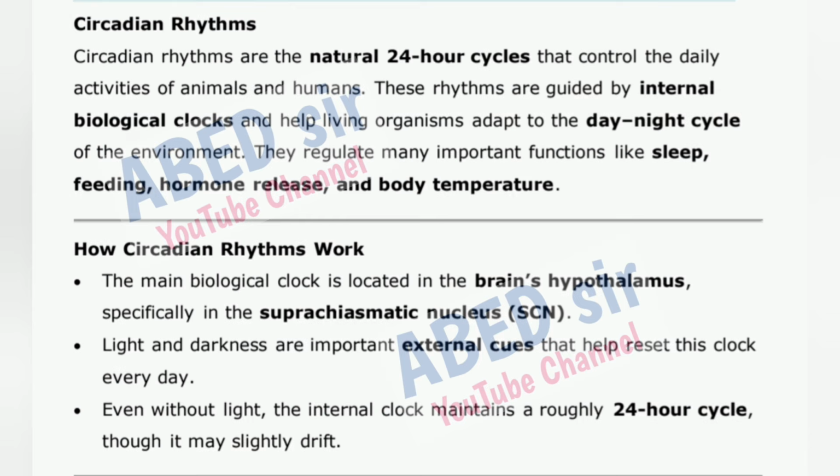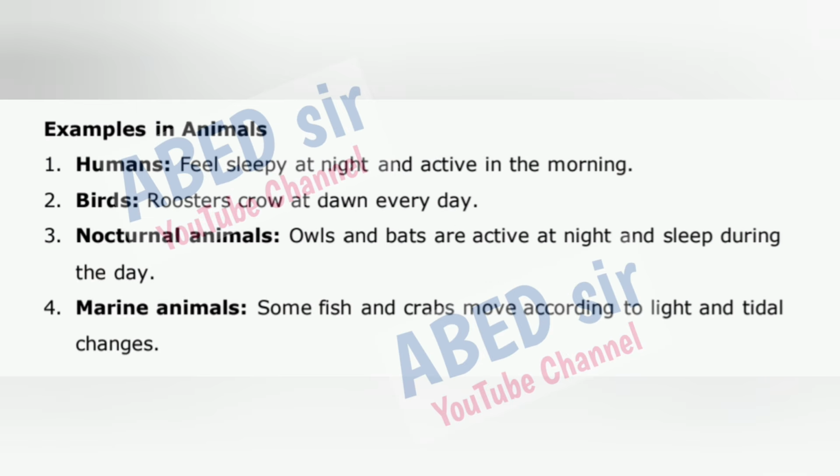How circadian rhythms work. The main biological clock is located in the brain's hypothalamus, specifically in the suprachiasmatic nucleus, SCN. Light and darkness are important external cues that help reset this clock every day. Even without light, the internal clock maintains a roughly 24-hour cycle, though it may slightly drift.